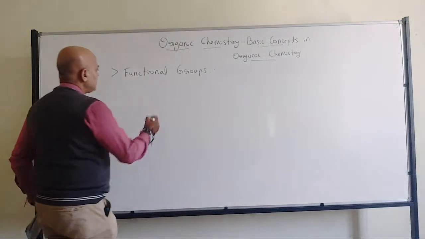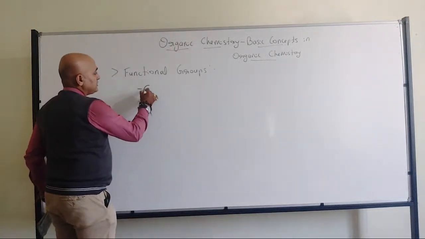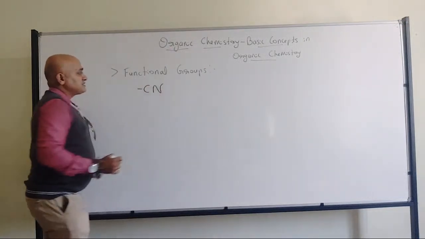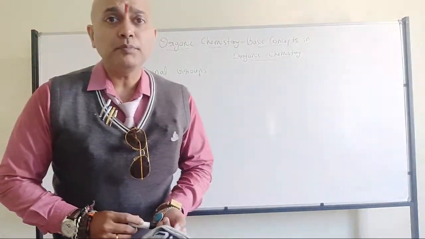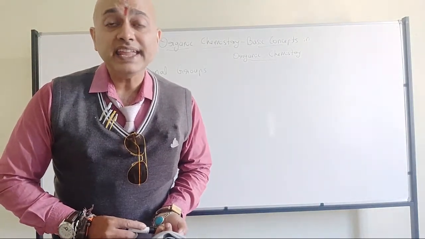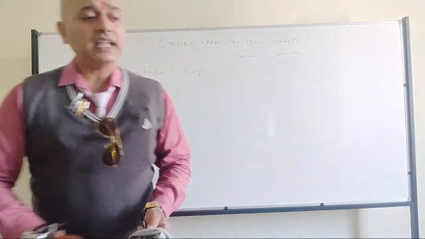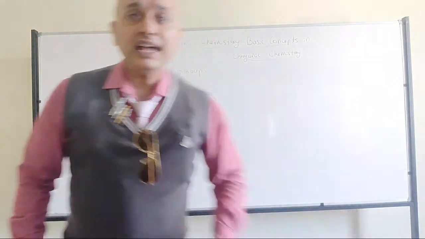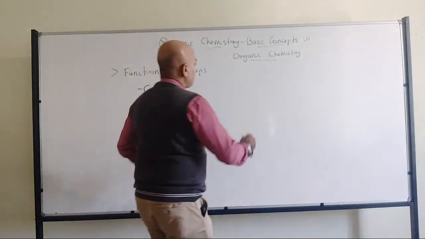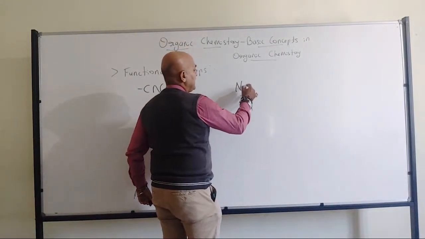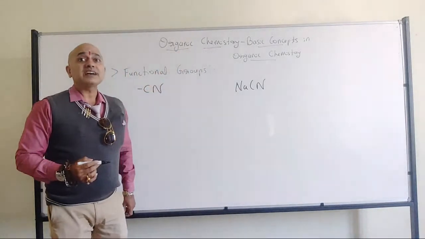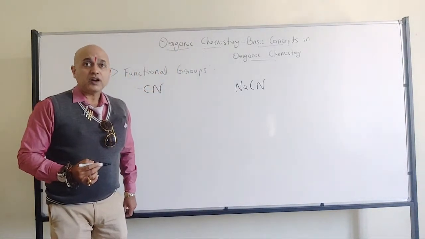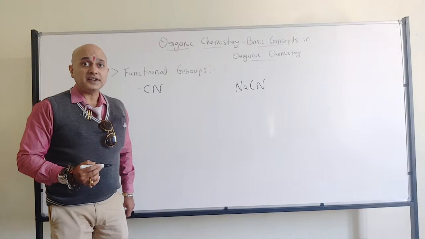Then we have another functional group which is called cyanide. The important point here is when CN is attached to any inorganic element, then it is called cyanide. For example, when we have NaCN, we will call it sodium cyanide.